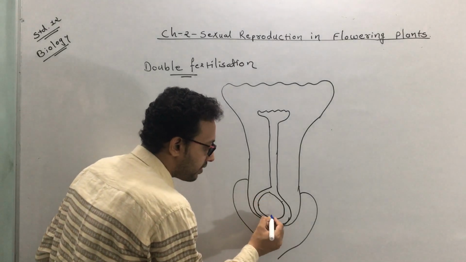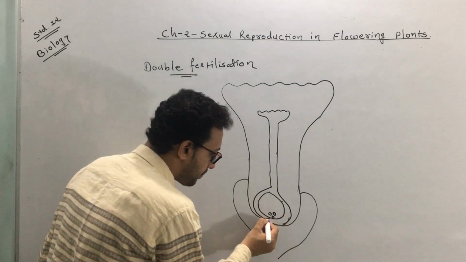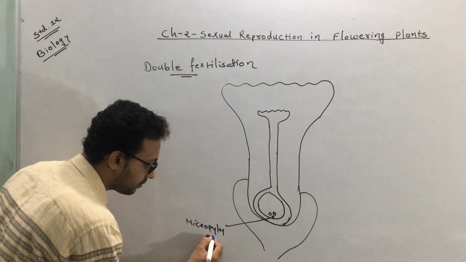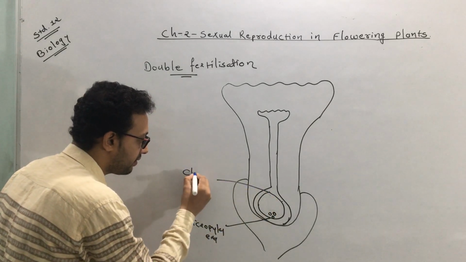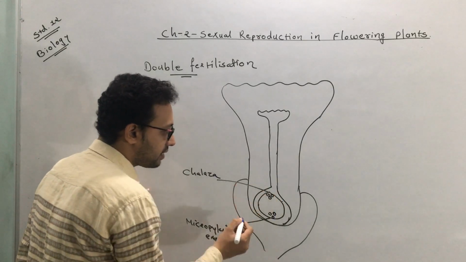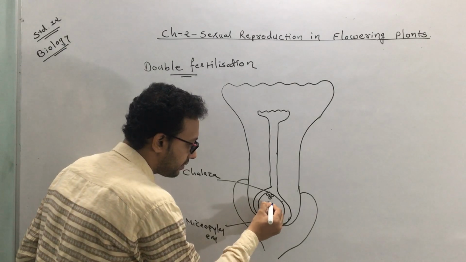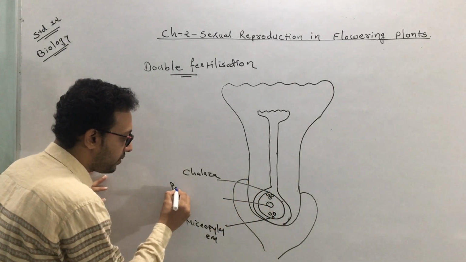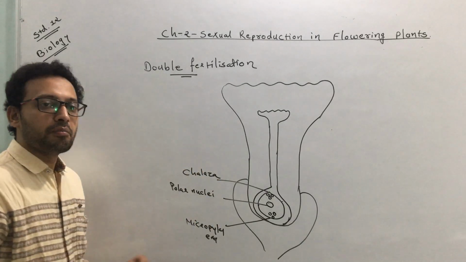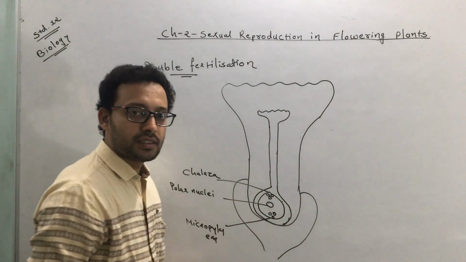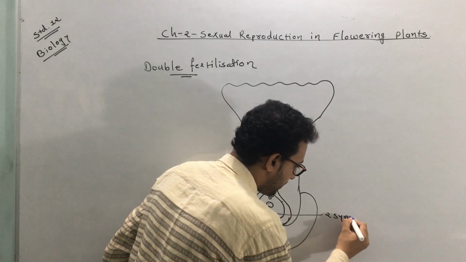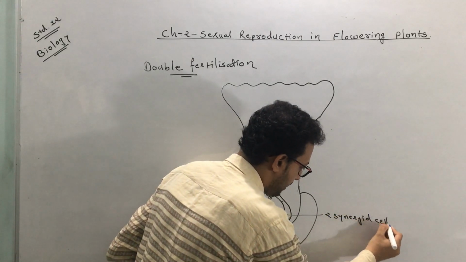You know that there are two ends. This is called the micropylar end. This is the chalazal end. This chalazal end contains 3 cells, and this is the center, what we call the polar nuclei. Now you know that the micropylar end contains 3 cells. Which are the 3 cells? It contains 2 synergid cells and 1 egg cell.